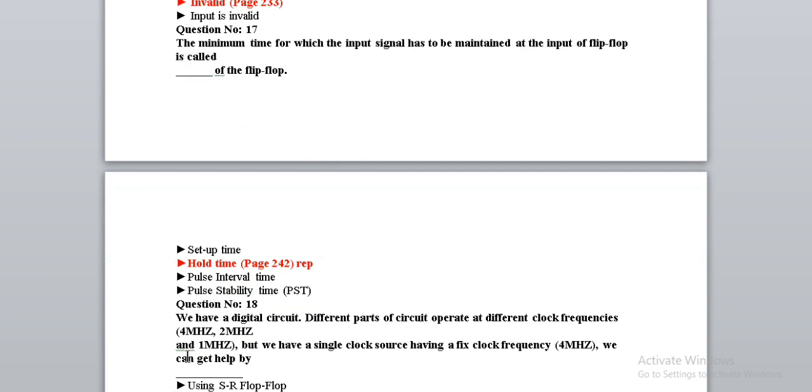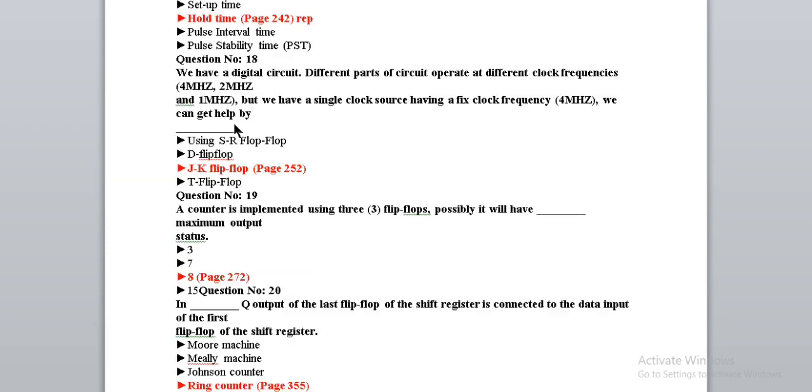Next, we have a digital circuit. Different parts of the circuit operate at different clock frequencies, but we have a single clock source having a fixed clock frequency. We can get help from a JK flip-flop. Our counter is implemented by 3 flip-flops. Possibly it will have dash maximum output states. 8.